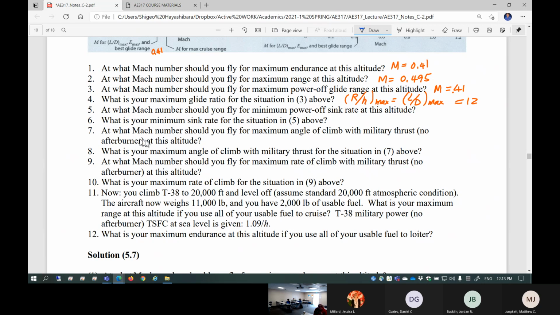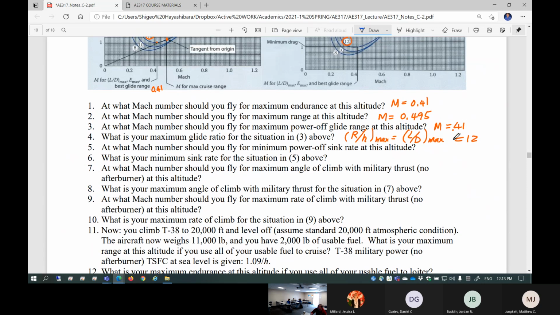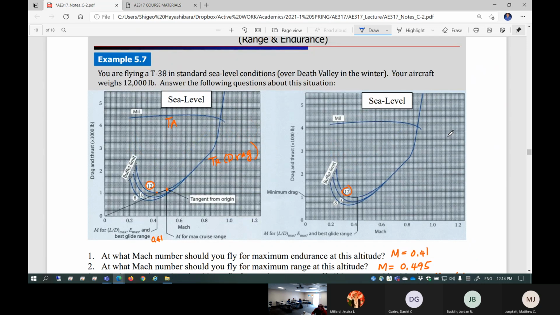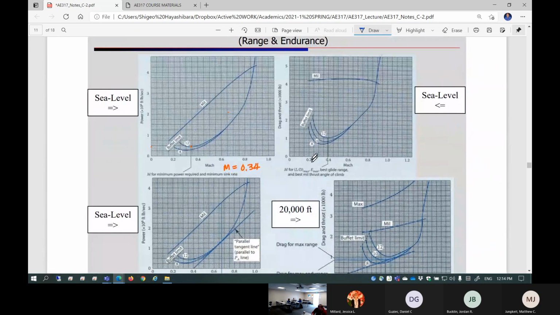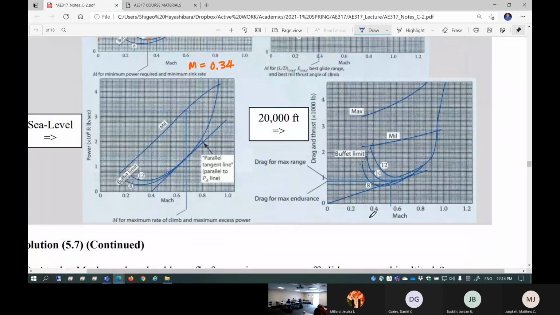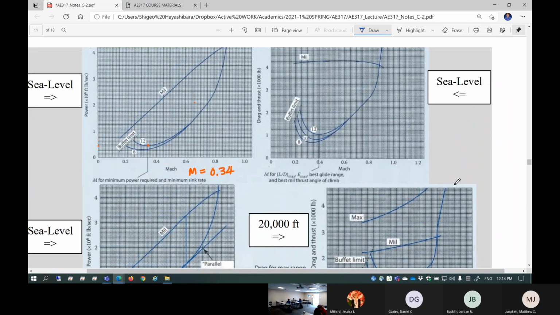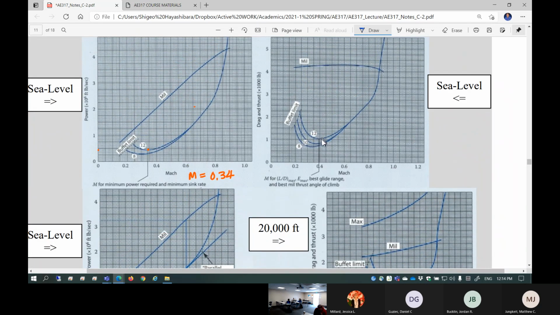Number 7: at what Mach number should you fly for maximum angle of climb with military thrust, no afterburner, at this altitude? So what is going to make you maximum angle of climb? What is the condition? Maximum climb angle. You are going to take a look at the power plot. Here we go. Maximum climb angle is, well, this is thrust, right?